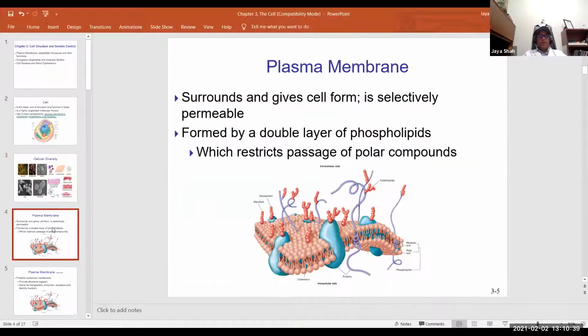Okay, now we're going to look at a different structure of the cell. The first region of the cell is the plasma membrane. This is a section of a plasma membrane. See this diagram? It surrounds and gives the cell a form, and it is selectively permeable.